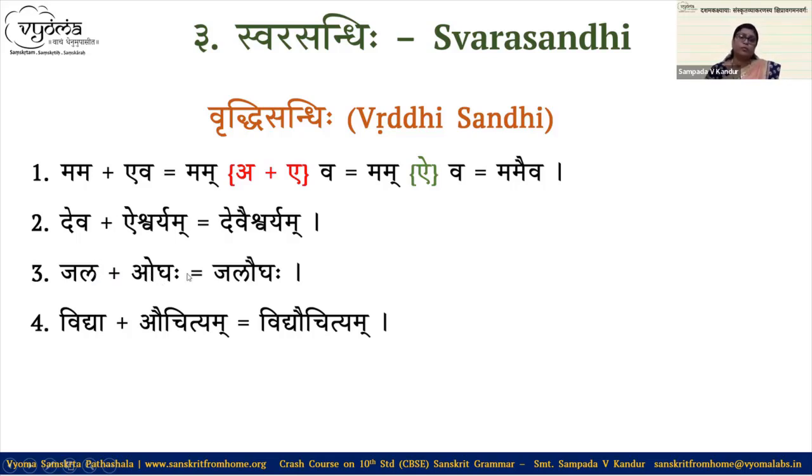Jala plus Ogaha, a plus O. Jala plus Au plus Ha, Jalaugha. Vidya plus Auchityam, A plus Au, resultant is Au only. So Vidya plus Au plus Chityam, Vidyauchityam. Who will read the examples now? Those who have not taken part, students, come on, this is only reading activity, no?